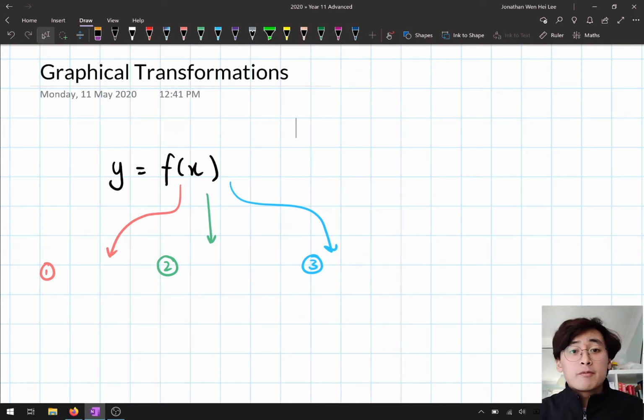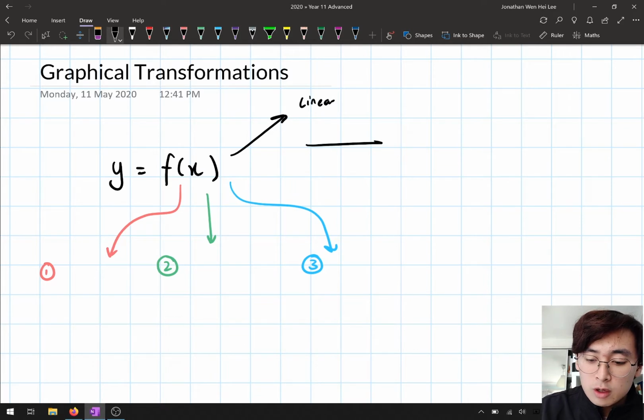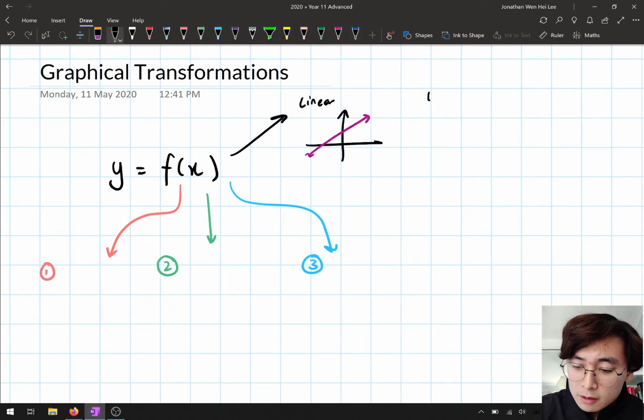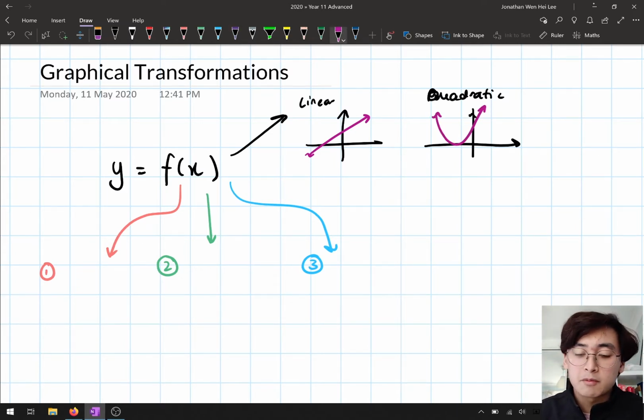Now in this topic of further functions, we've looked at the graphs of a few different functions. So far we've looked at graphs such as a linear function. A linear function when drawn on a Cartesian plane will just give you a straight line. We've looked at graphing parabolas, so quadratic functions. When you graph a quadratic function, it will give you a parabola. And we've looked at graphing different types of parabolas.